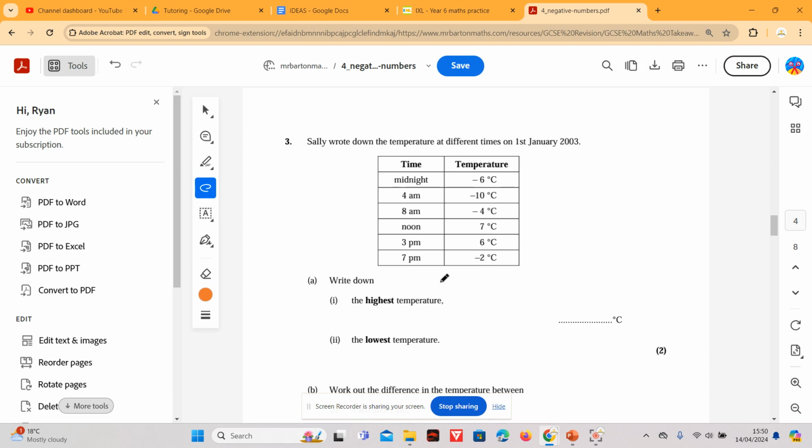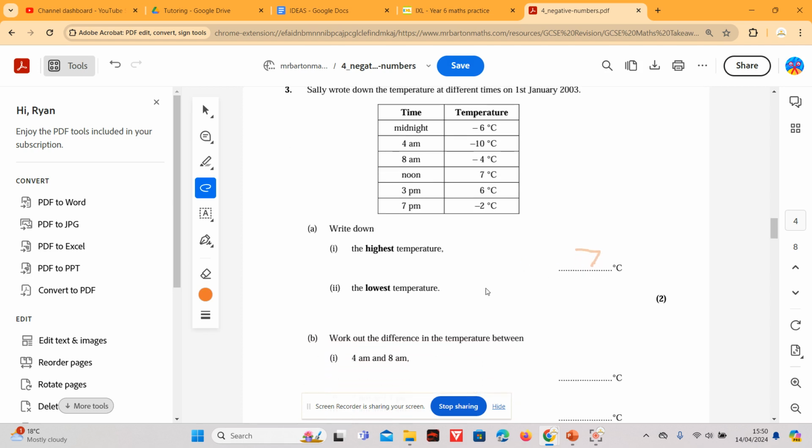So highest temperature is always going to be a positive number, not a negative number. So we have to remember that. And the highest positive number that I can see is 7 degrees. So we just write number 7 as our answer.